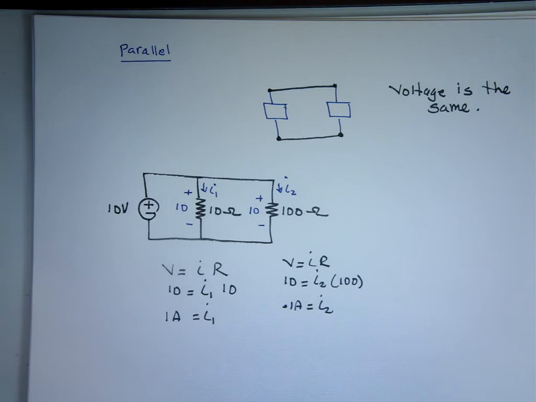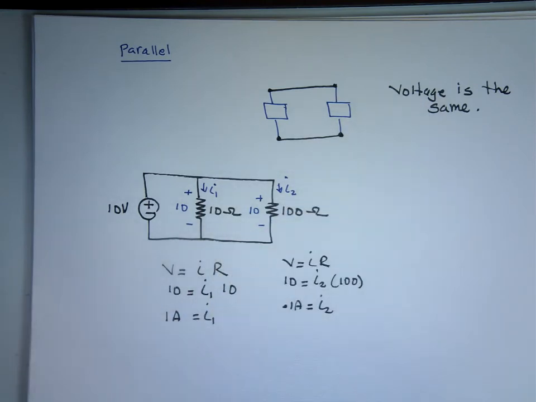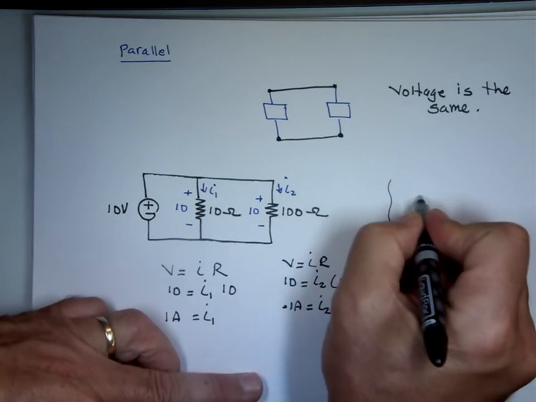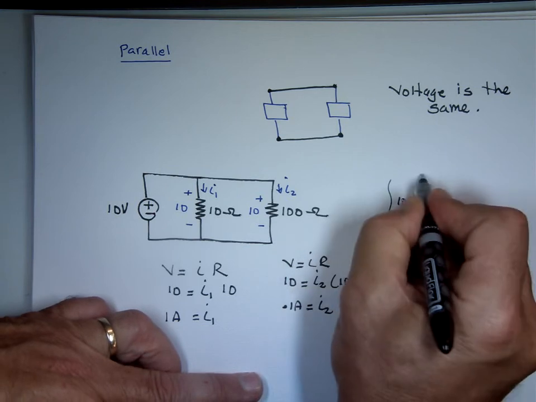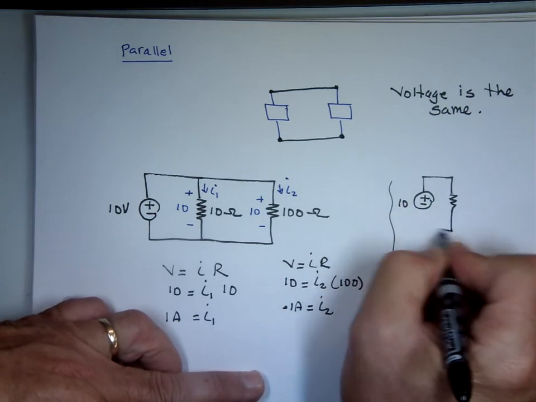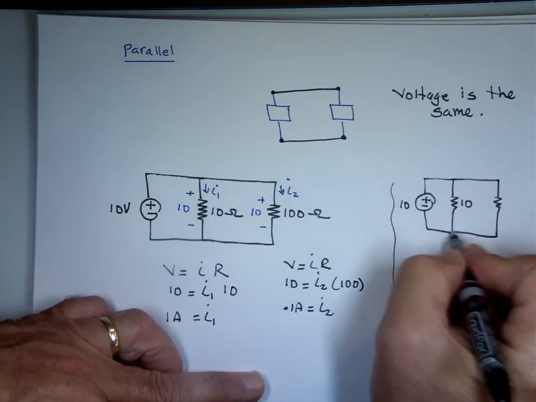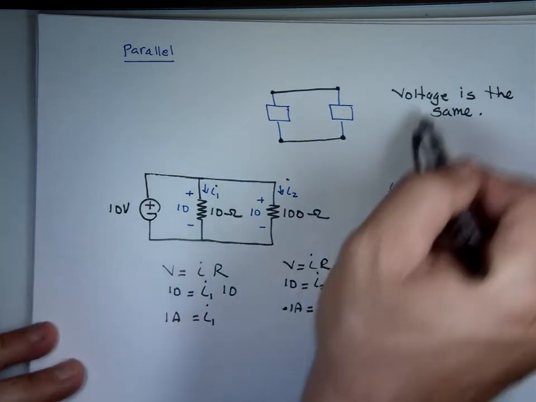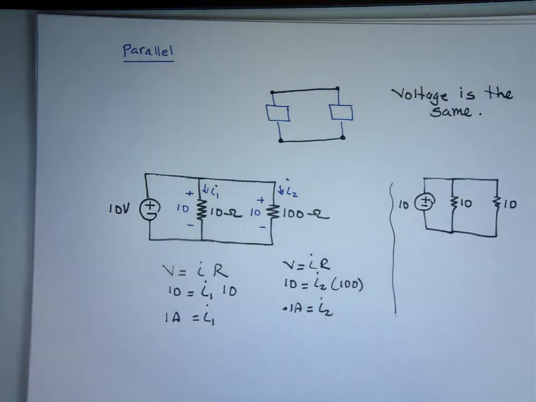Now, as I said, the current is different. That's not always the case. A current could be the same. The current will be the same if the two resistors were equal. So if I redo the same circuit and I make the resistors equal, I don't care what value we use, like 10 and 10, since they are equal, the current is going to be the same. So that's why I don't want to say the current is different. The current most of the time is different, but it could be the same if the resistors are equal.